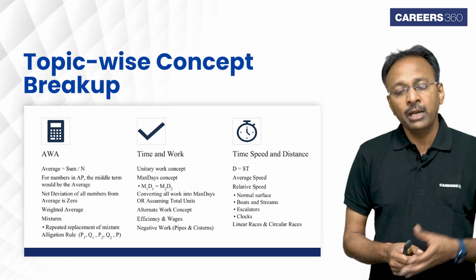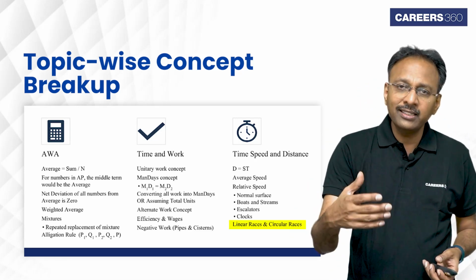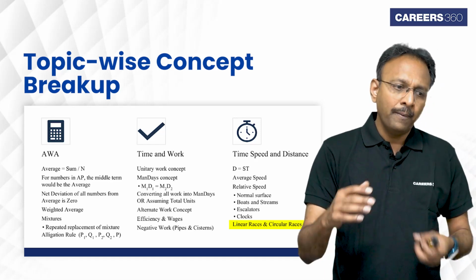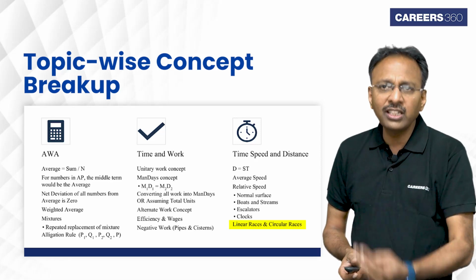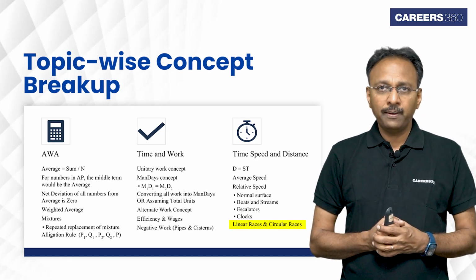And the last concept is races. Races, both the linear races and the circular races. Circular races have more often than not been coming in the CAT exam, so you need to be good in that. Again, within circular races, there are 2 formulae that you need to really remember.